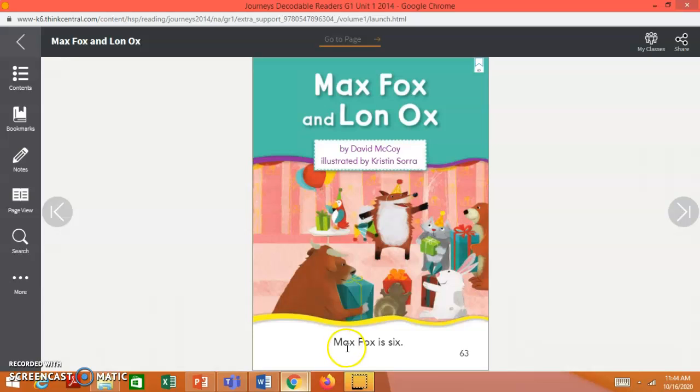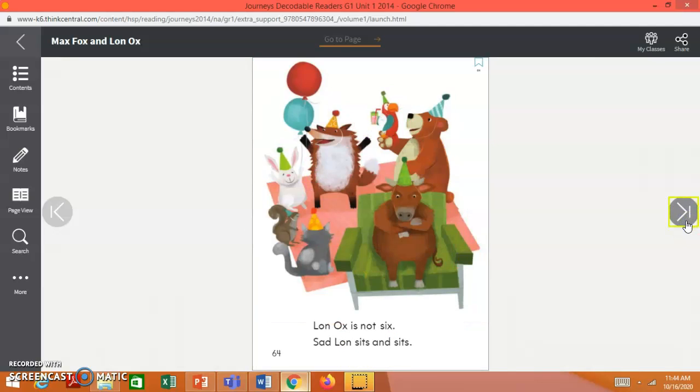Ax, max. Ox, fox. Is, ix, six. Now, that's the slow way to read. So if we sound it out, then we go back and read it. Max Fox is 6. Lon Ox is not 6.